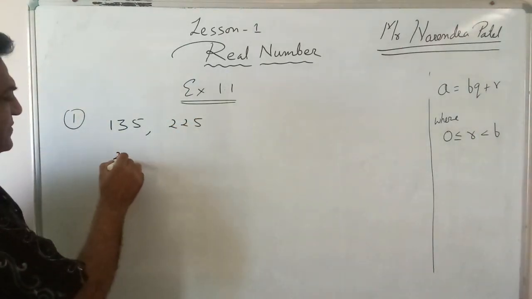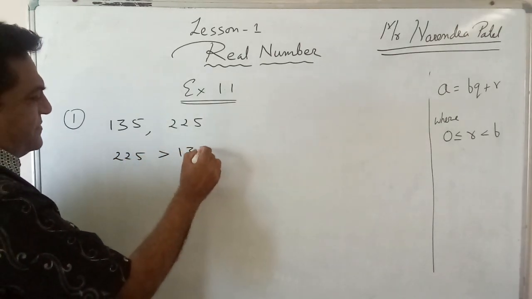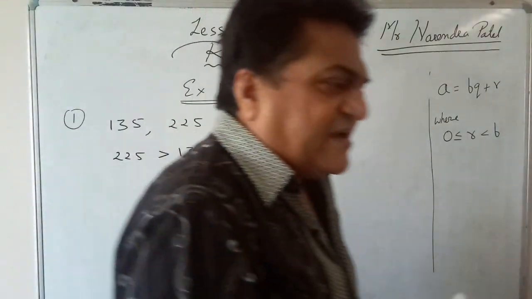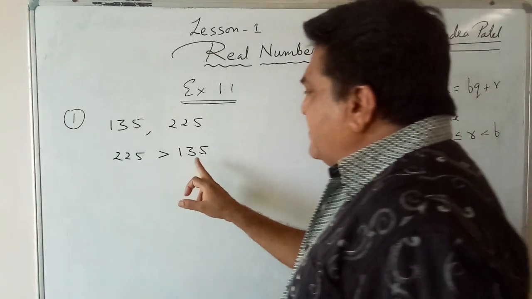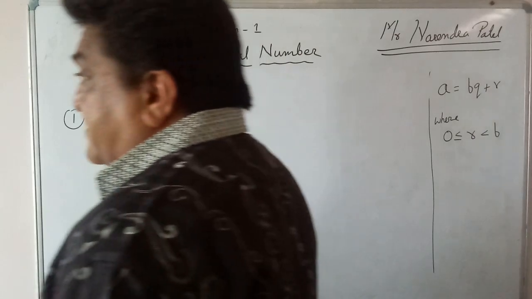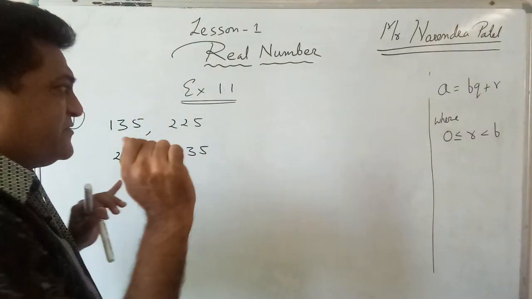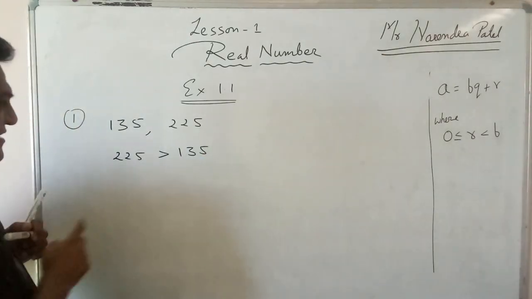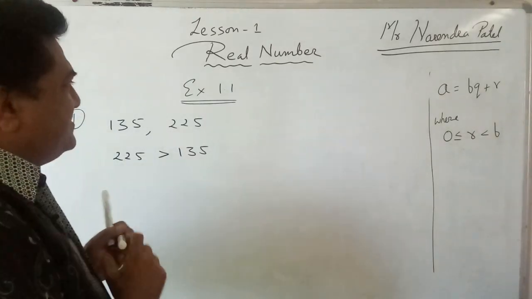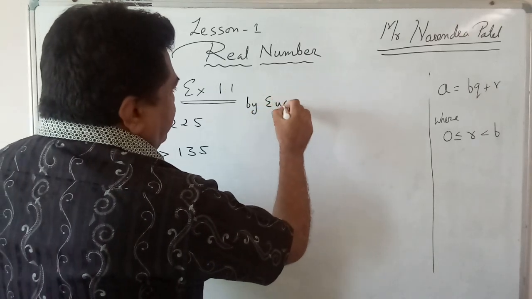We know that 225 is greater than 135. First of all, you have to check which number is greater, and then take the greater number and divide. During the sum you have to do everything on that page, including the rough work. Don't do the rough work on the last page and only write the answer here.